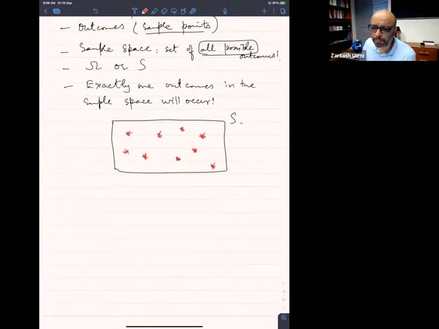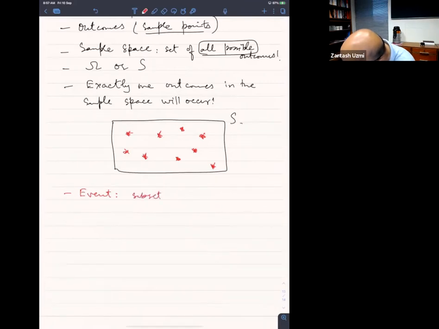So if you recall from the set theory, a set has elements inside it, so these outcomes are the elements of that set. I define something which is called an event. What is an event? Event is a subset of S, which can contain some outcomes. It can also have zero outcomes, which means that event is never going to occur. An event with zero outcomes will never occur.